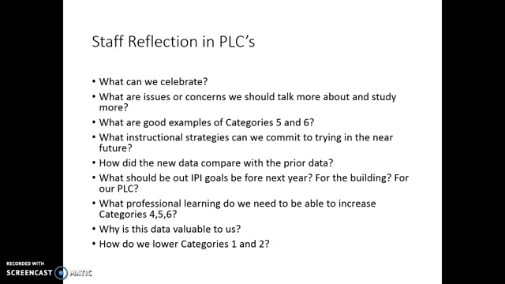For the building, for our PLC, what should we set our goals on? What professional learning do we need to be able to increase categories 4, 5, and 6? Why is the data valuable to us? And how can we lower categories 1 and 2? And this becomes the power of the collaboration around the IPI data and how that can improve student learning within your building.